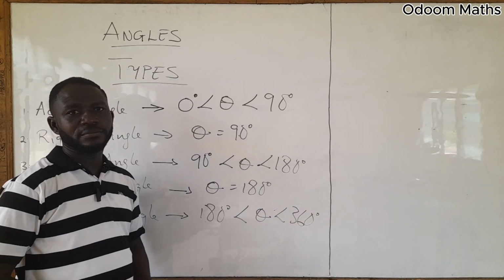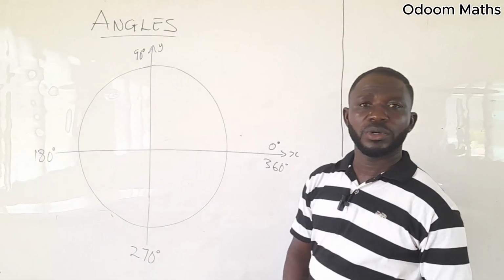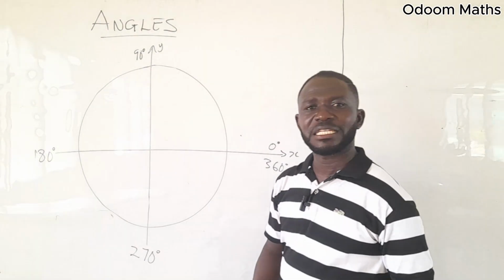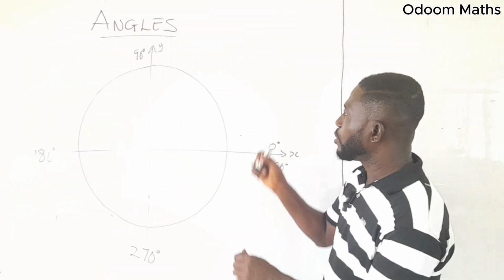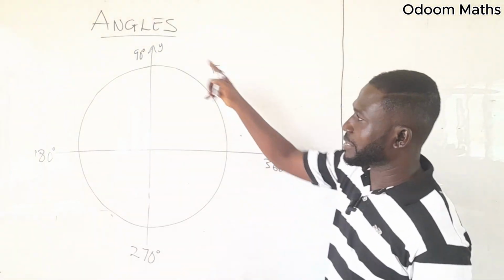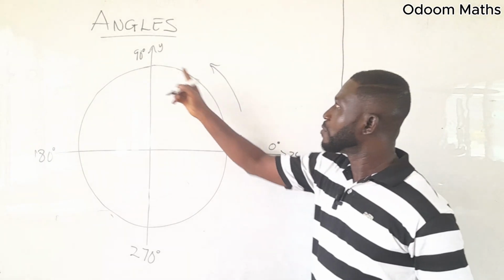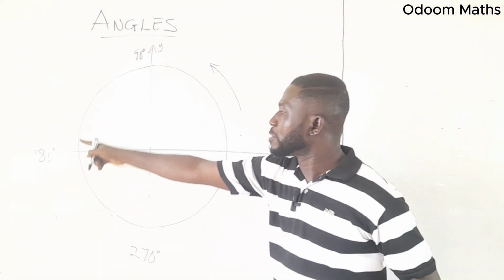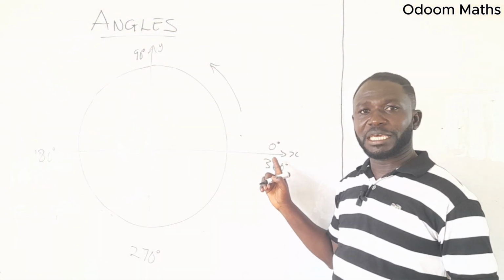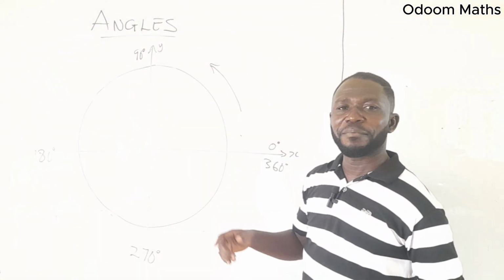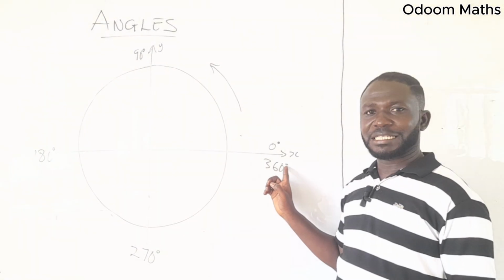Let's see how an angle is measured on the unit circle. Under trigonometry, angles are measured from the positive x-axis in an anti-clockwise direction. Anti-clockwise means we move in this direction. From here, that is 0 degrees, we get to this place 90, then 180, then 270, then we come back to 360 or 0 degrees again. So angles are measured in an anti-clockwise direction from the positive x-axis.